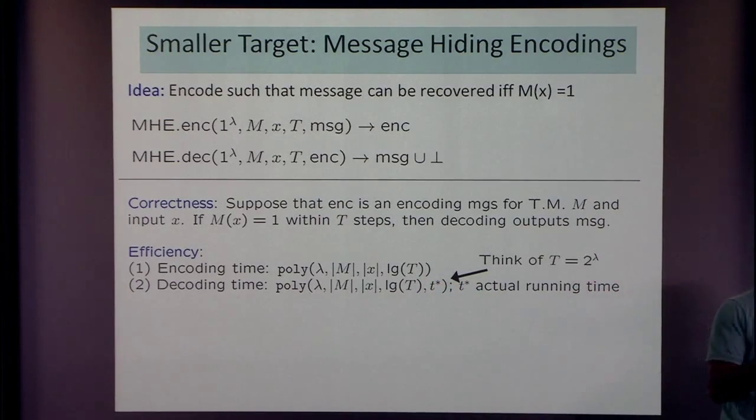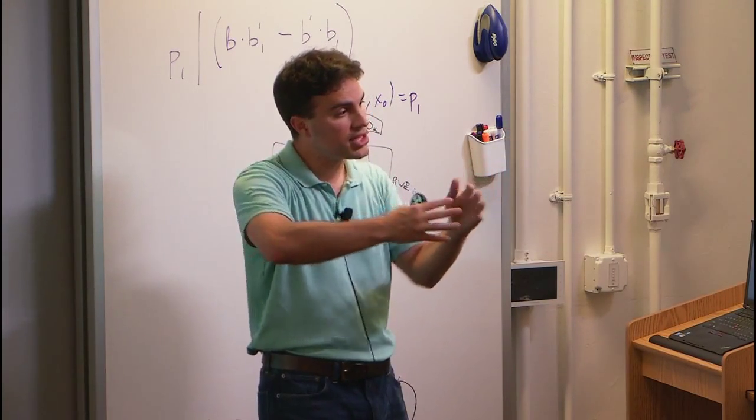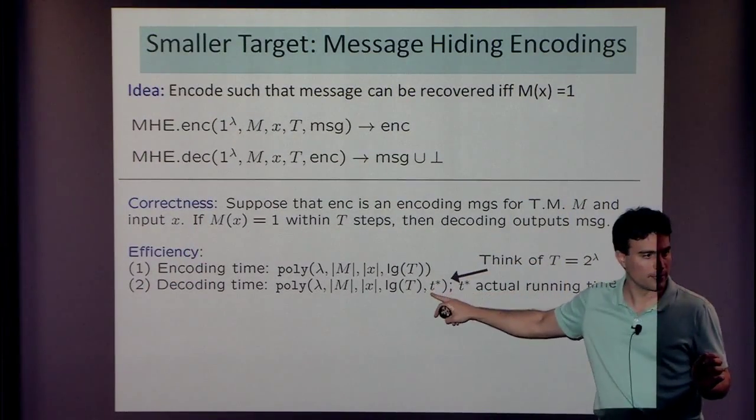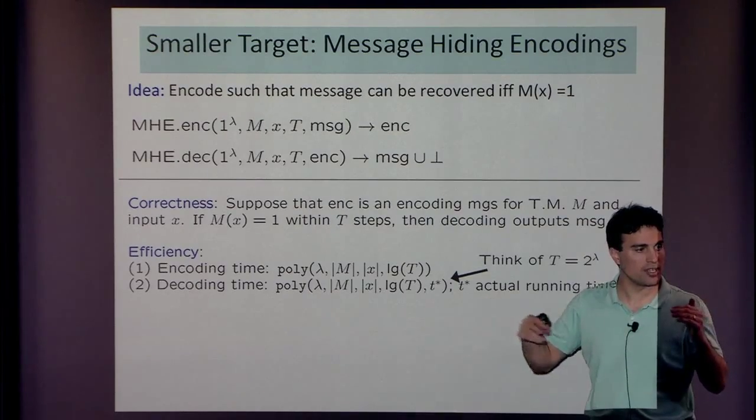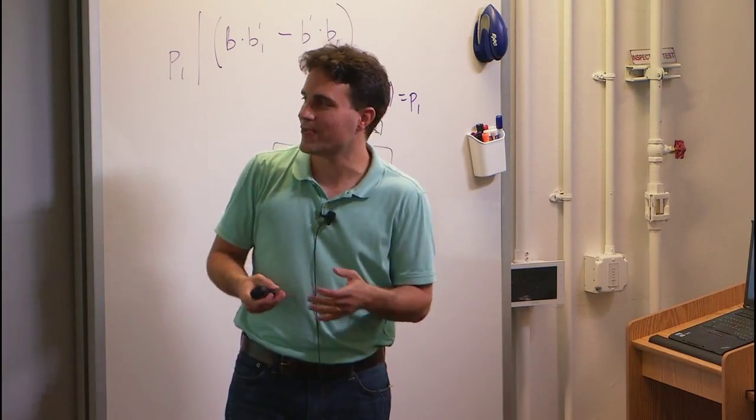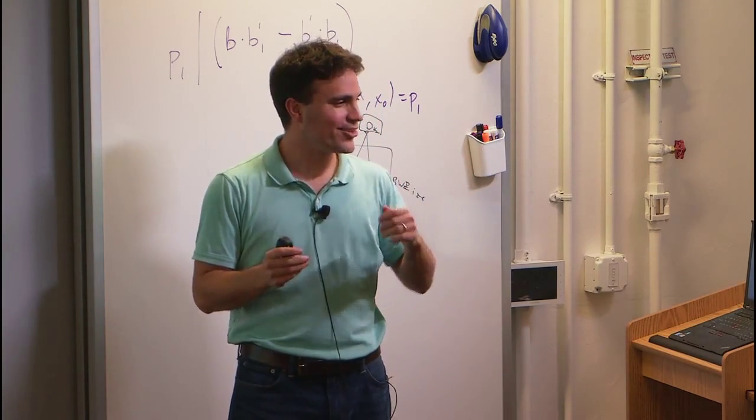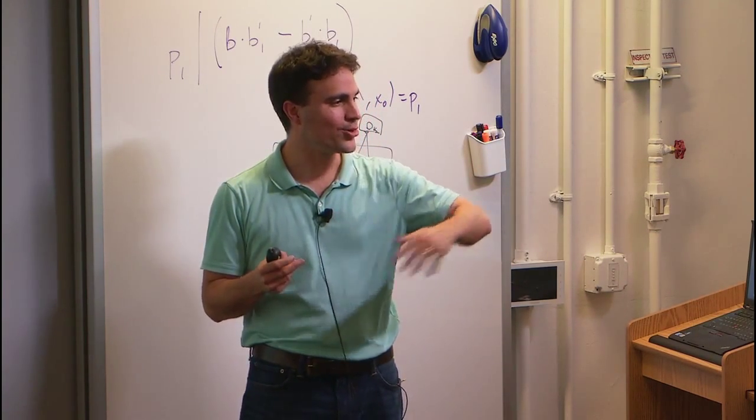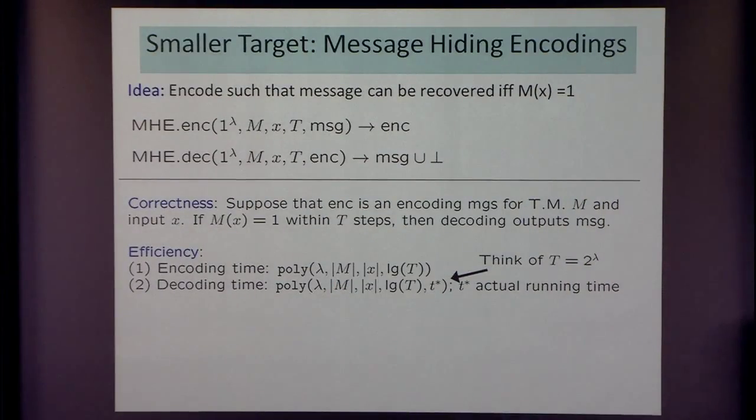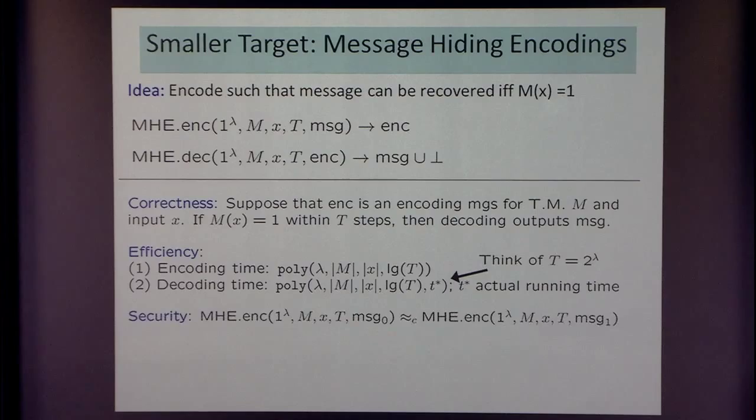In particular, the time to decide if M of X is equal to 1 will be T star, and I want the encoding not to take T star time. That's in some sense the whole point. If you didn't mind about that, then you could just figure it out yourself and make the encoding the message. Make sense? Okay. So those are the two conditions.